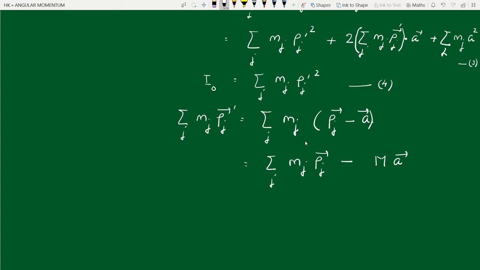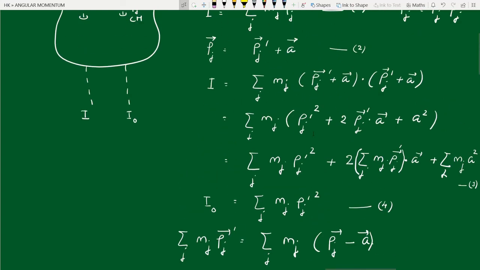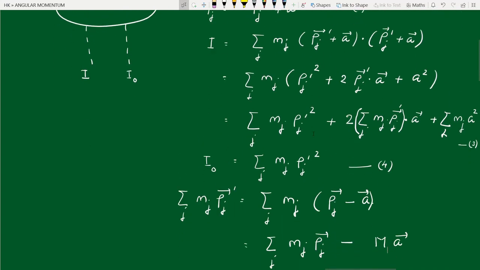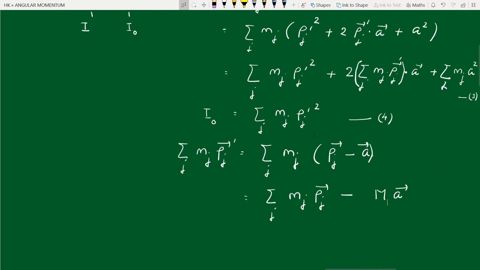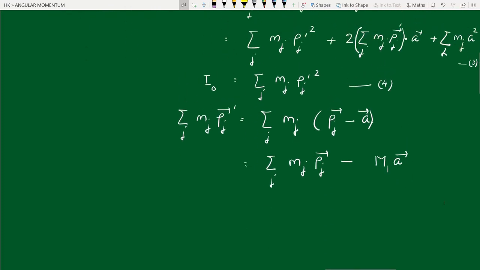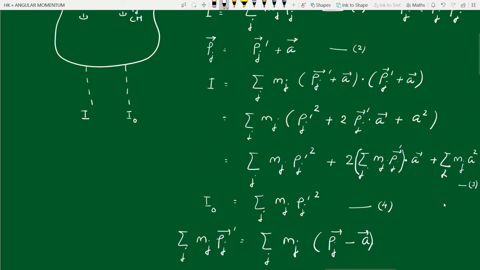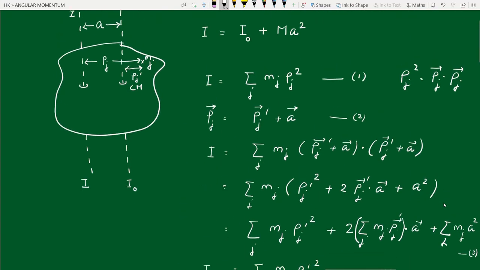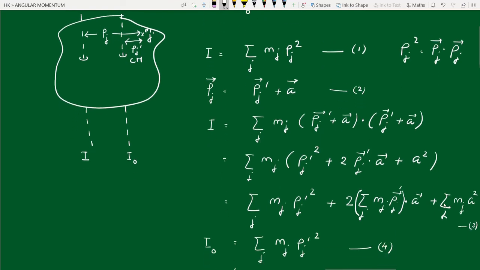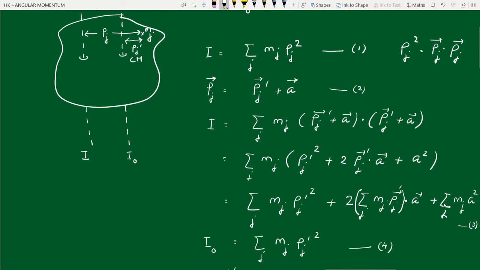So the next equation is this. Let's call it equation 5. What is the summation over j mj rho j? That's what we want to find out. Let's consider the definition of center of mass here. What is the definition of center of mass?